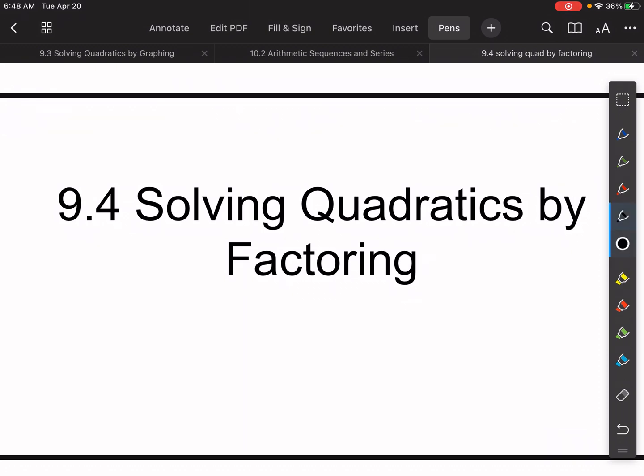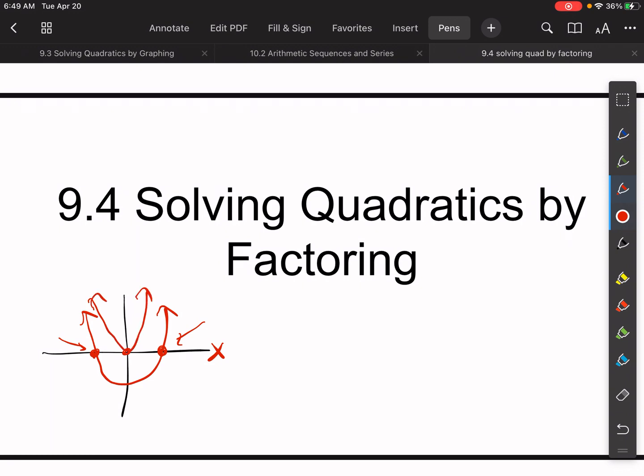Last time, what we did was we made a picture and we tried to determine where the graph crosses the x-axis. We said there were sometimes 2 places, sometimes 1, like in an example like this, there would be 1. Sometimes there was none, where you had something like this.